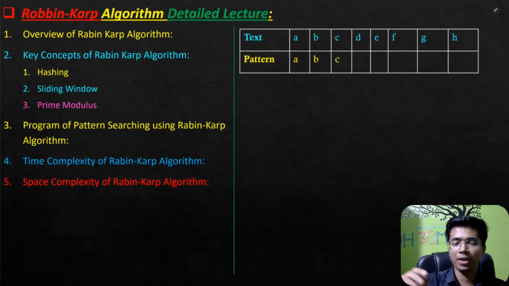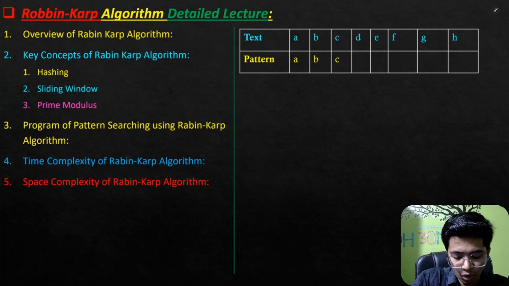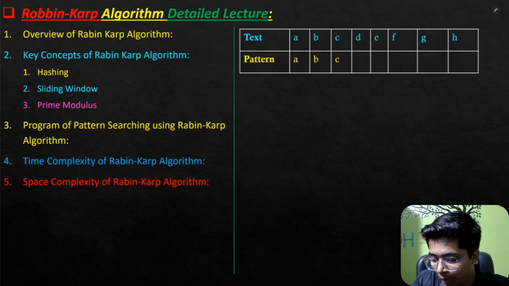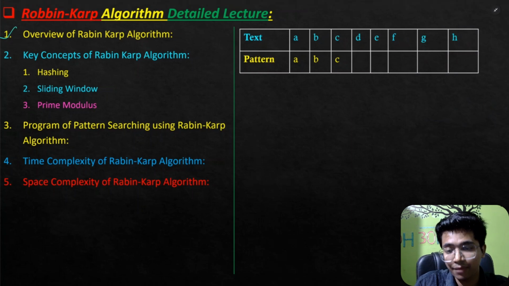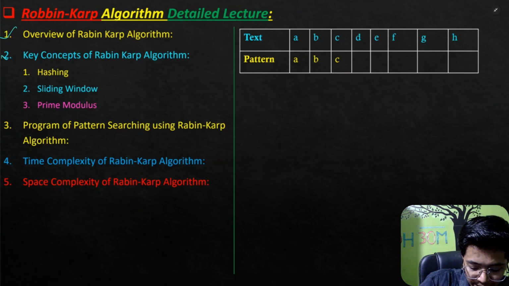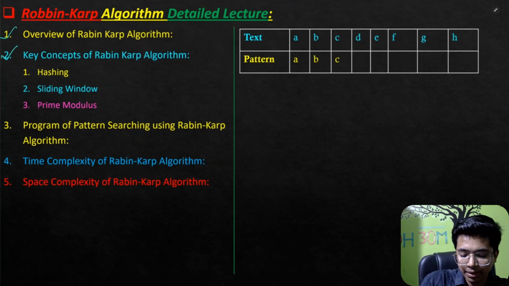So let's start by observing what we will understand in today's index. First, an overview of the Rabin-Karp algorithm. We will observe the concepts: what is the Rabin-Karp algorithm, and what do we understand from it. Second, key concepts of the Rabin-Karp algorithm. In the key concepts section, we will describe the main fundamentals of how we can compose the program of the Rabin-Karp algorithm, because it's a little bit complicated.